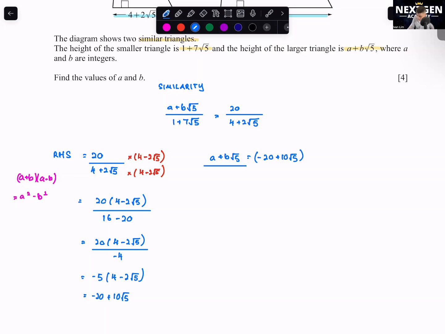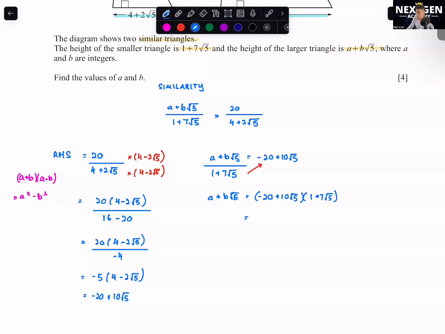Okay, I write down the whole thing first. 1 plus 7 root 5. Okay, I'm going to multiply this up like that. So a plus b root 5 equals negative 20 plus 10 root 5 times 1 plus 7 root 5.